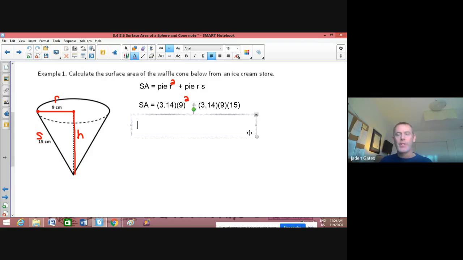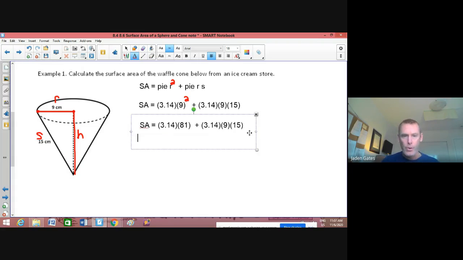So that's the most common mistake I see in this type of equation: following Bedmas. All right, so we've got 3.14 times 9 squared, and 9 squared is 9 times 9, which I know is 81. Plus, again, I'm just rewriting this stuff out because I'm not doing anything with it yet. It is coming. So again, I follow Bedmas, and now it's time for the multiplying.